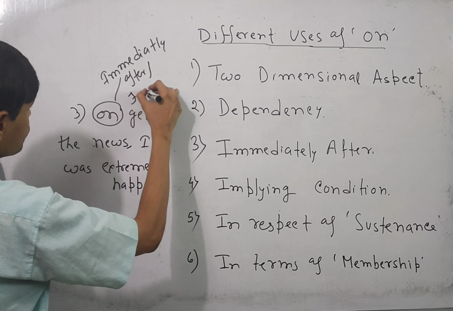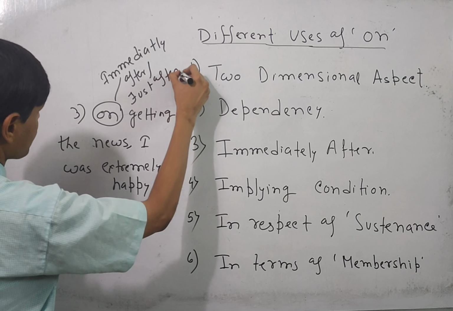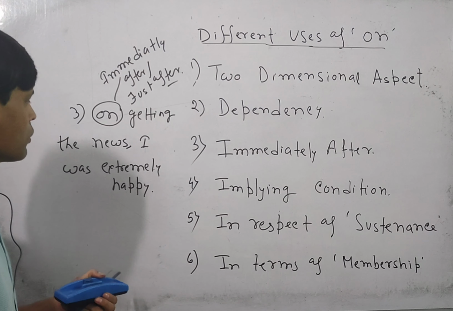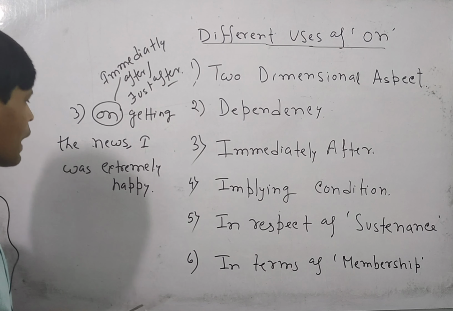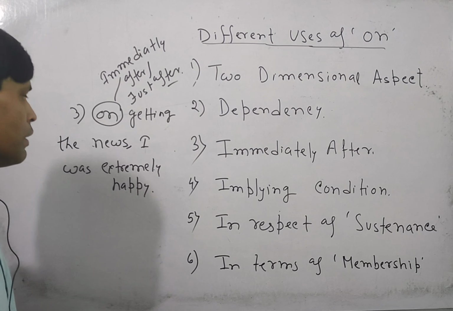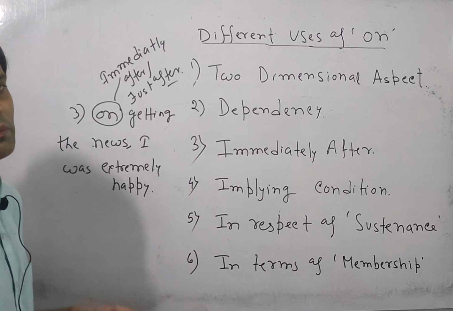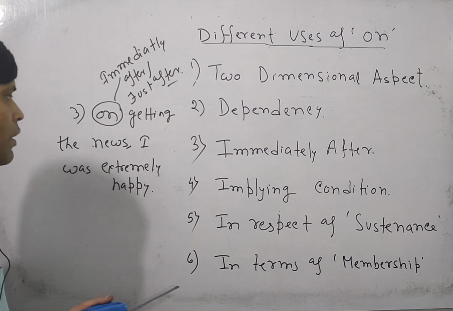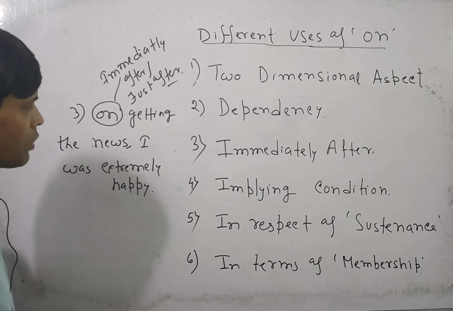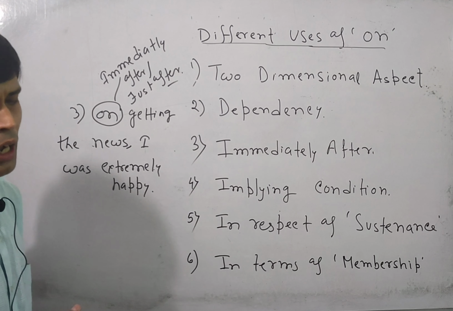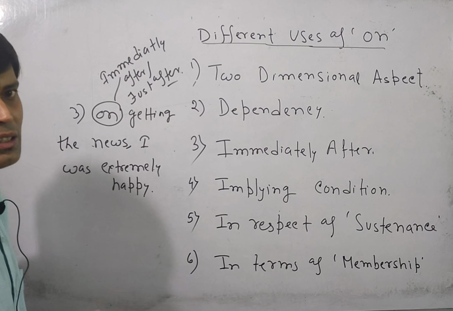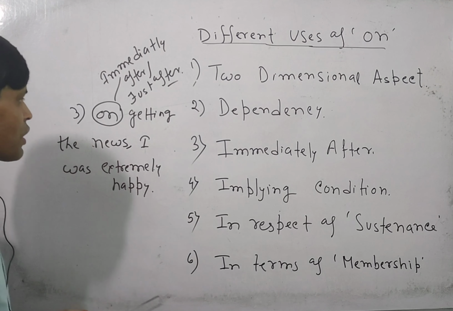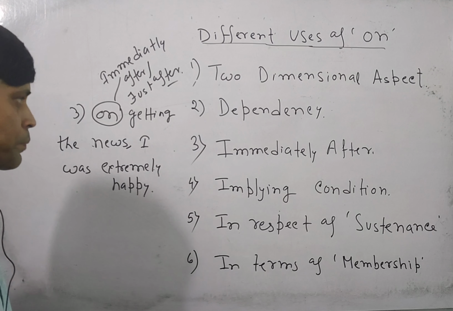Or you can say just after. On getting the news, I was extremely happy. So there is no time difference between receiving the news and getting happy. I got the news and got extremely happy, you can say like that. So this is the main difference between after and on. Here you can also use on or after, but still there is some basic difference in meaning. So at least instead of after, on is much better.